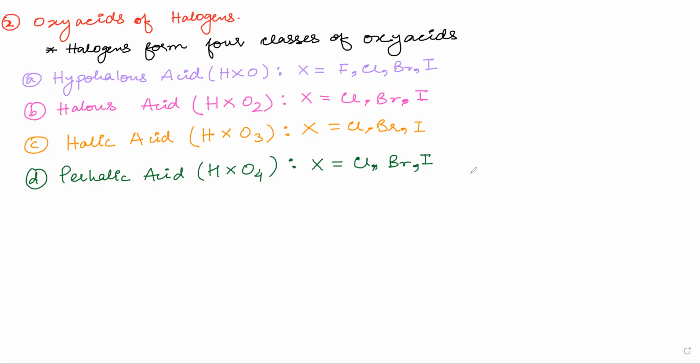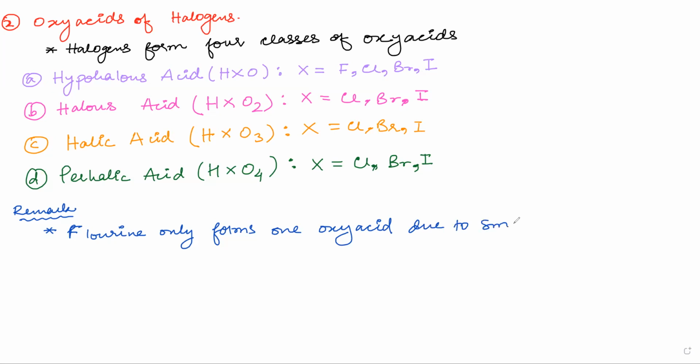Okay, so write a remark or note here. What would be the remark? Remark would be: fluorine only forms one oxy acid. Please write these things with me. Why does it form only one oxy acid? Because of smaller size and high electronegativity.